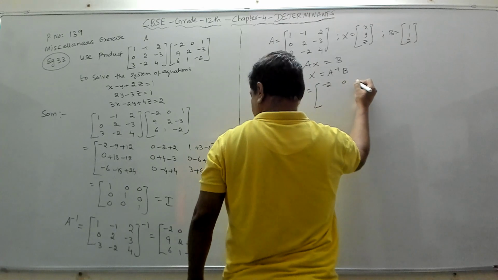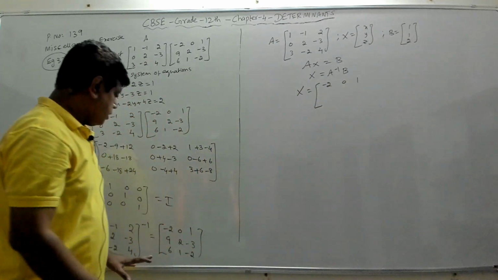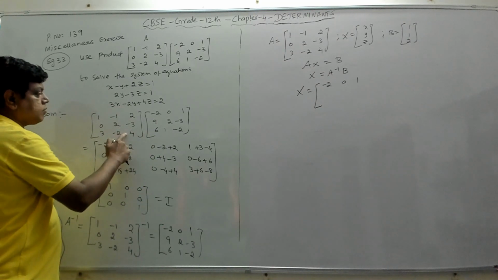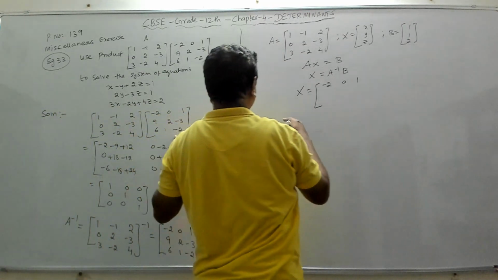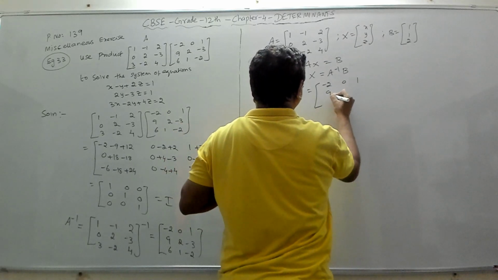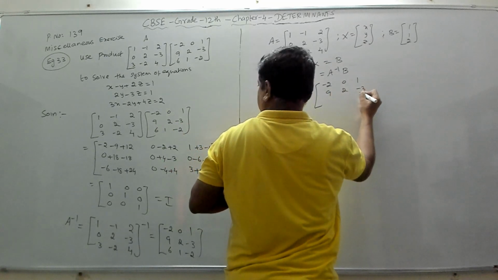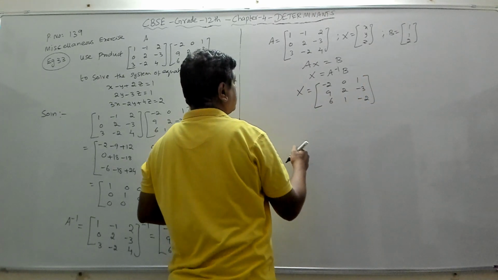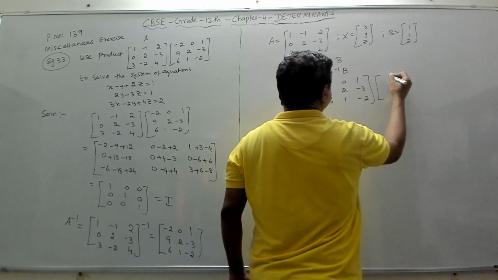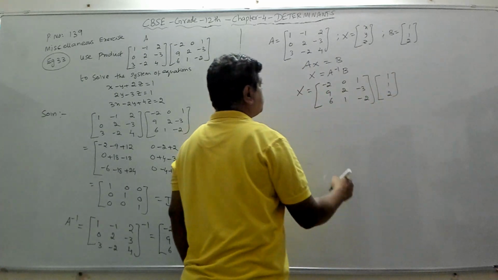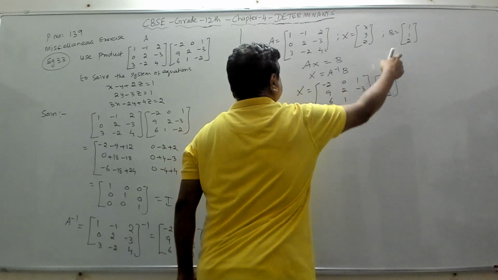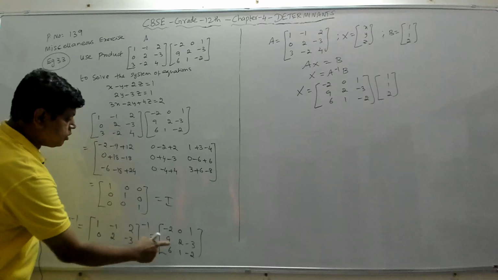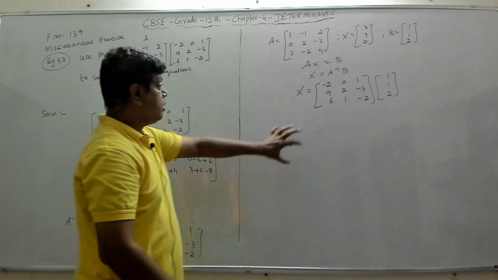We don't have to find the A inverse. In this question, the inverse is given, because the product of these two gives me the identity. Therefore, the inverse of this matrix is this: minus 2, 0, 1, 9, 2, minus 3, 6, 1, minus 2. A inverse into B, where B is 1, 1, 2. So A inverse is this, B is this. I'm substituting that A inverse here into B.